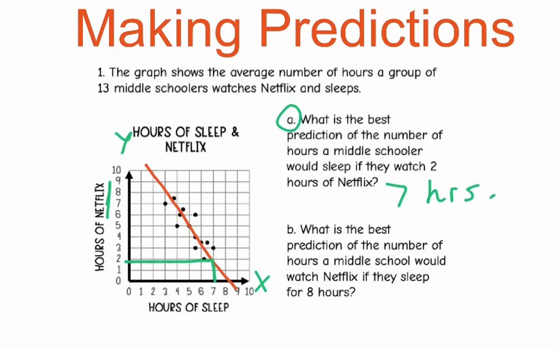Let's try the next one. I'm going to switch to dark blue. B, what is the best prediction, there's that word again, prediction, of the number of hours a middle school student probably would watch Netflix if they sleep for 8 hours. So now they're sleeping more, right? They're sleeping 8 hours. So let's see.